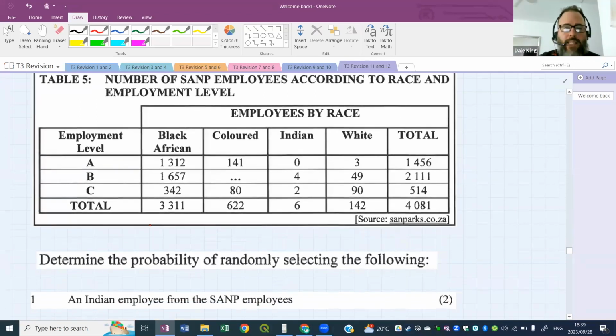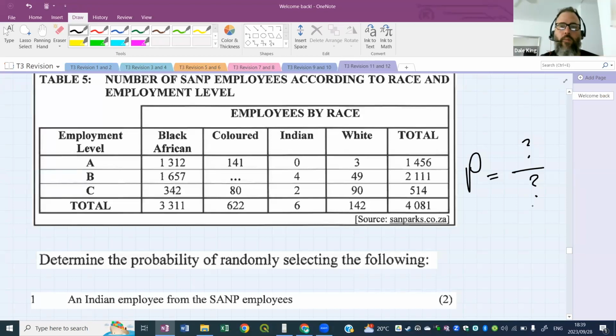Determine the probability. Now, as soon as they say that, probability, you know that there's a formula. You need a fraction. The probability will equal a number at the top and a number at the bottom. Okay, remember that. The number at the bottom is the important one.